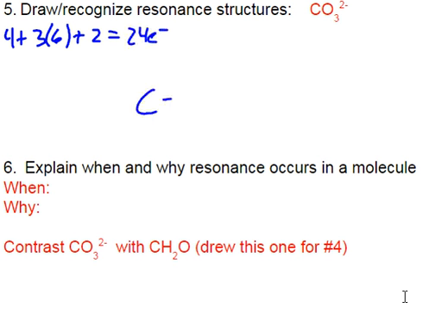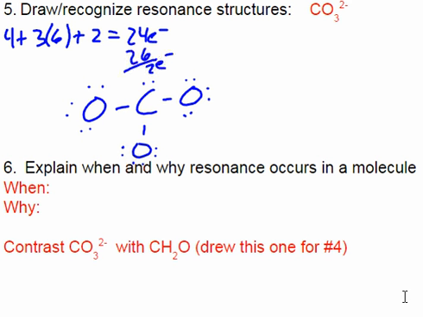So if I put carbon in the middle and attach each one with a single bond, each oxygen would still need 6, and carbon would still need 1 pair. If you count that up, how many electrons is it? It's 2, 4, 6, 8, 10, 12, 14, 16, 18, 20, 22, 24. It's 26. So the 2 electrons is telling us you need a double bond.